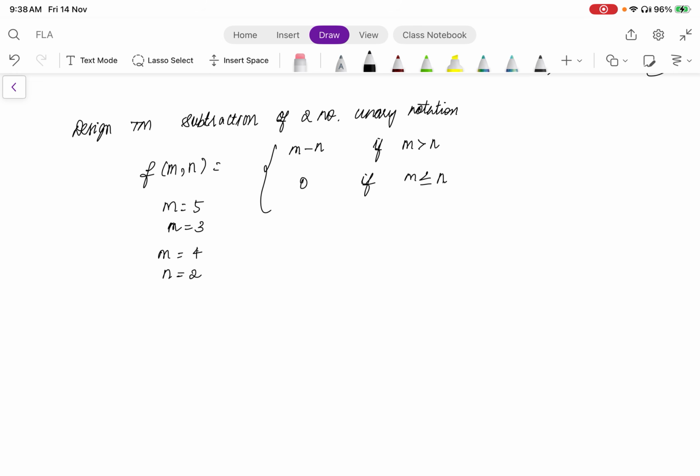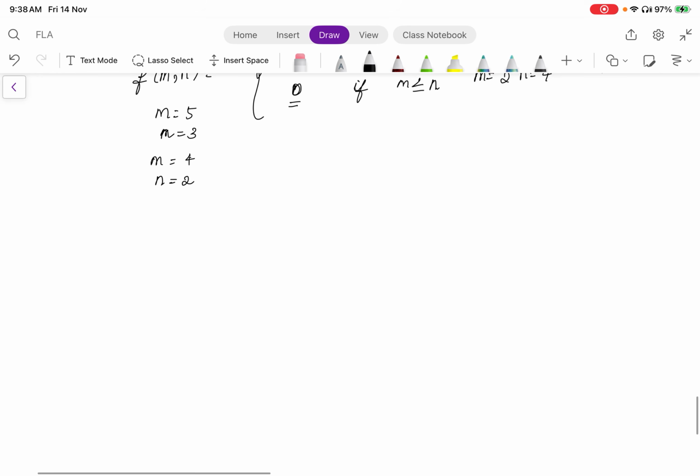If M is greater than N, so here in the 4, 2 case, 4 is greater than 2, then you perform the subtraction, 4 minus 2. But if M is equal to 2 and N is equal to 4, then that is M less than N, and your Turing machine should give the result 0 for that. So these are the two conditions that are followed in subtraction of two numbers.